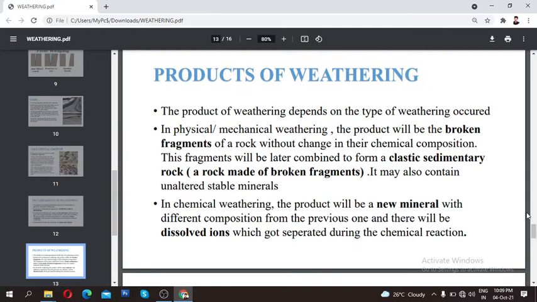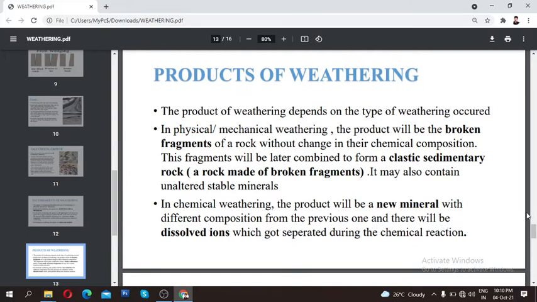Okay. In physical or mechanical weathering, the product will be the broken fragments of a rock without change in their chemical composition. As we have already said, if it is physical weathering, there won't be any chemical alteration of the parent rock. Only the physical appearance will change. Sometimes it may be broken into 2 pieces or 3 pieces, or sometimes into various fragments. Then these fragments will later combine to form clastic sedimentary rock, that is, a rock made up of broken fragments. It may also contain unaltered stable minerals, not only these fragments but some other kinds of minerals also.